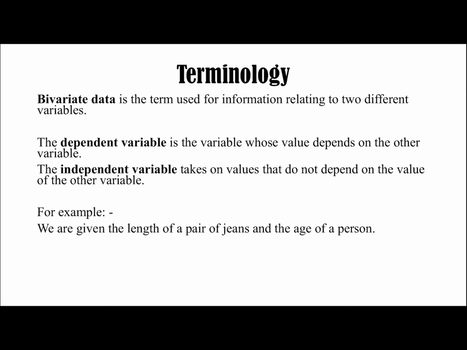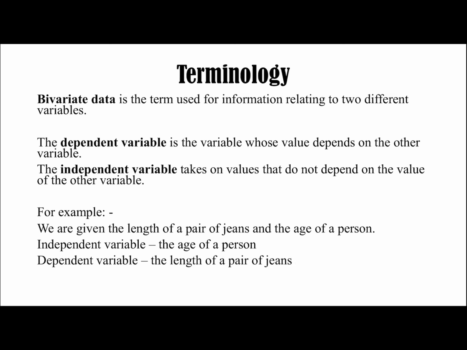For example, we are given the length of a pair of jeans and the age of a person. The age of a person is not going to depend on the length of their jeans. However, the length of a pair of jeans may depend on the age of a particular person. Therefore, the independent variable is the age of a person. The dependent variable is the length of a pair of jeans.